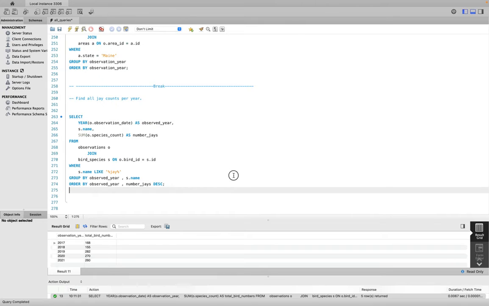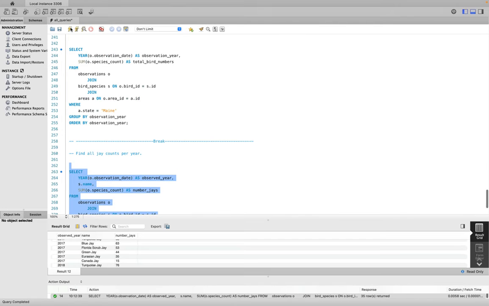So this includes all J's. I included in my data set blue jays, I think the green jay, possibly the turquoise jay, Canada jay, Florida scrub jay, Steller's jay. So basically, we're going to find the number of jays per year, and we're also going to say the number of jays per species. So we're not going to just parse it out by total count. We're going to parse it out by name. So blue jay will have a count, Steller's jay will have a count, green jay will have a count for each year, and let's just run it to see what outputs.